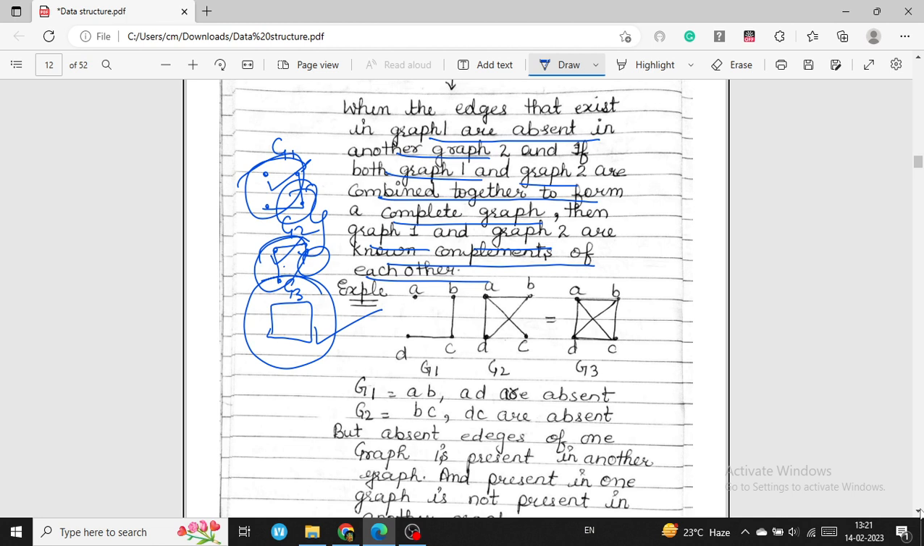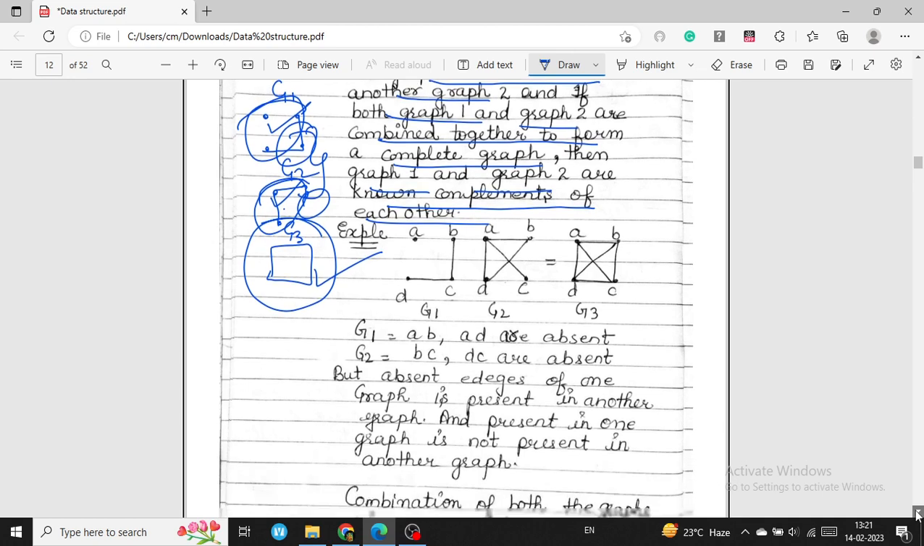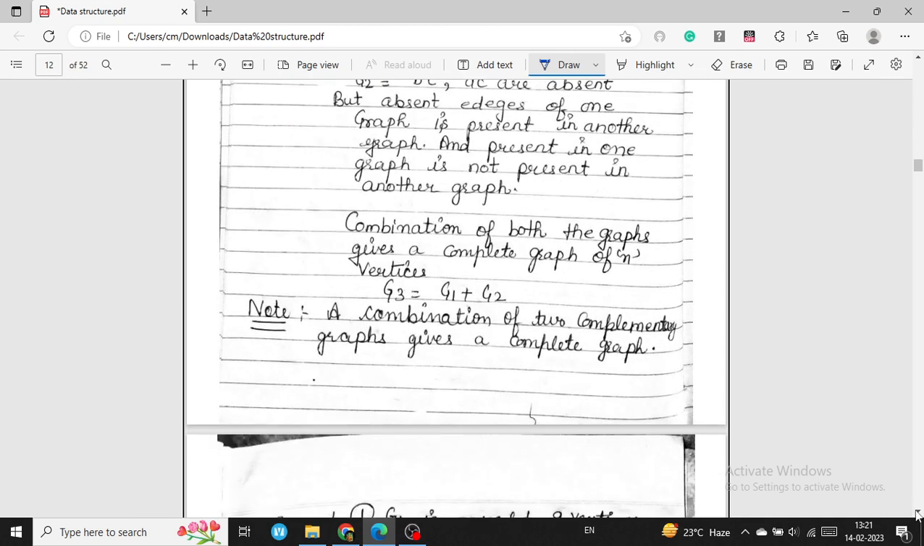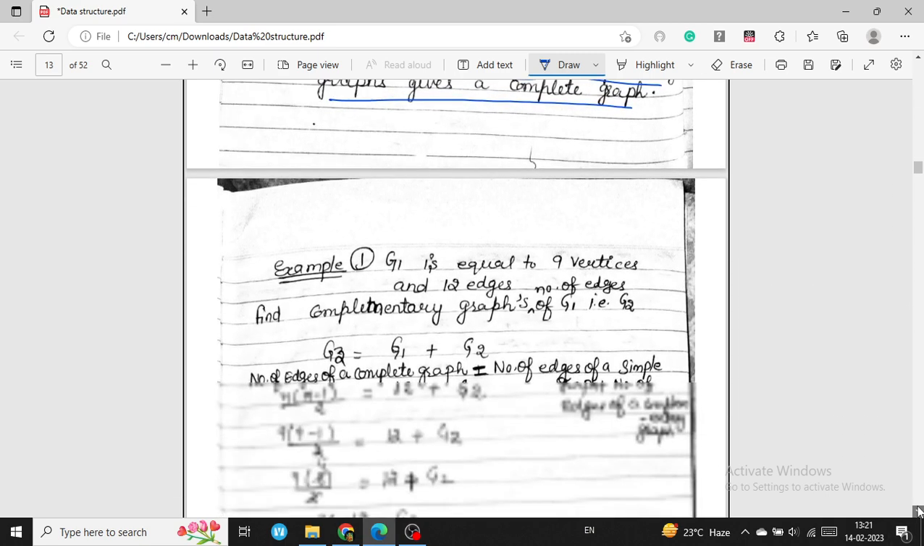And when we combine both graphs, that makes a new graph, a complete graph. The two graphs are known as complements of each other. You can see here that the combination of both graphs gives a complete graph, and G3 is equal to G1 plus G2. A combination of two complementary graphs gives a complete graph.